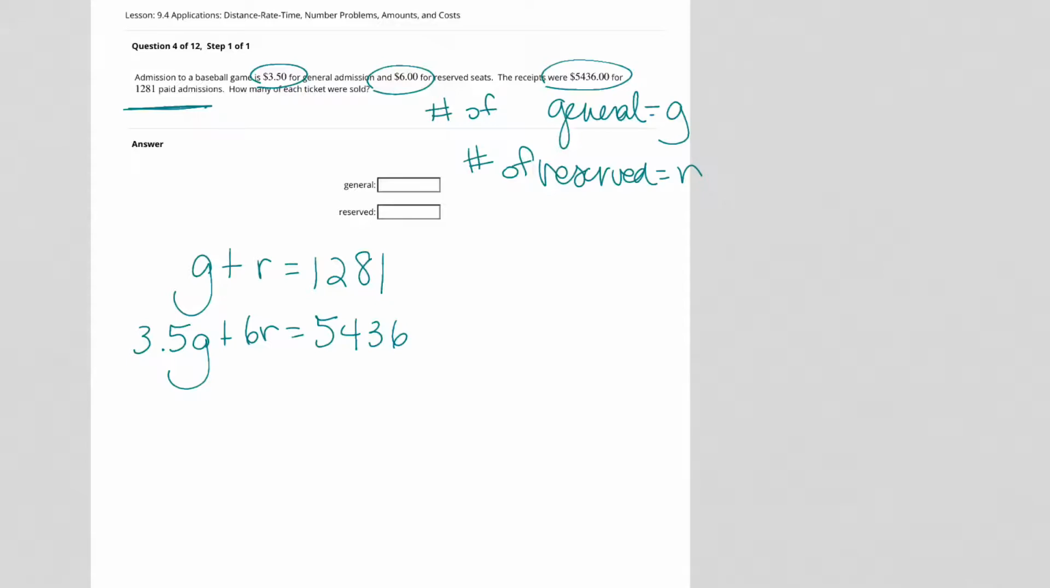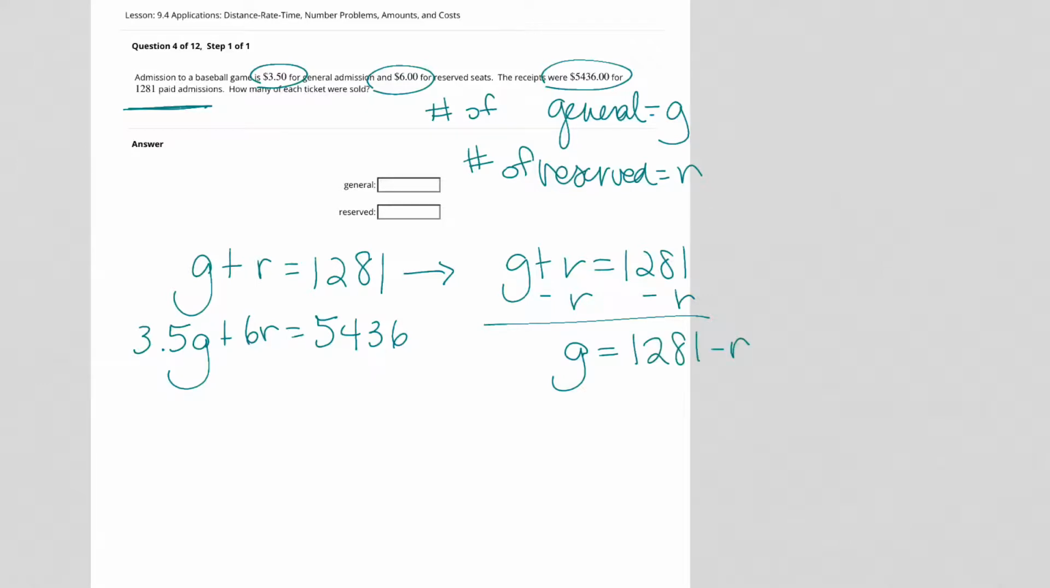And I am going to use substitution. Again, it's my choice. I'm going to solve that equation for G, which means I am going to subtract R from both sides. G equals 1,281 minus R.